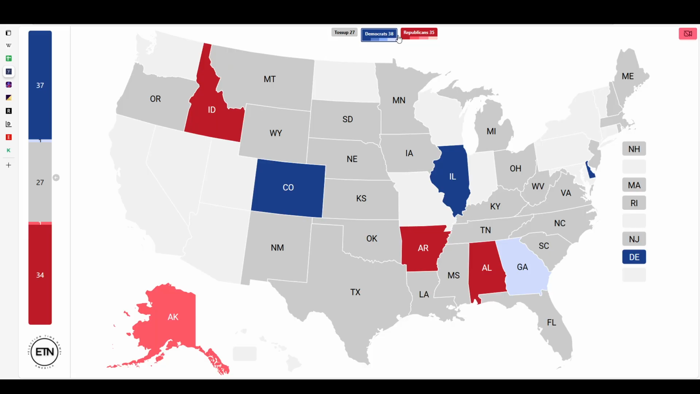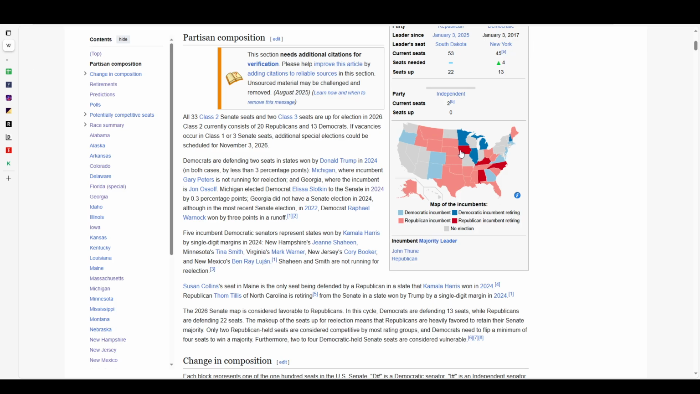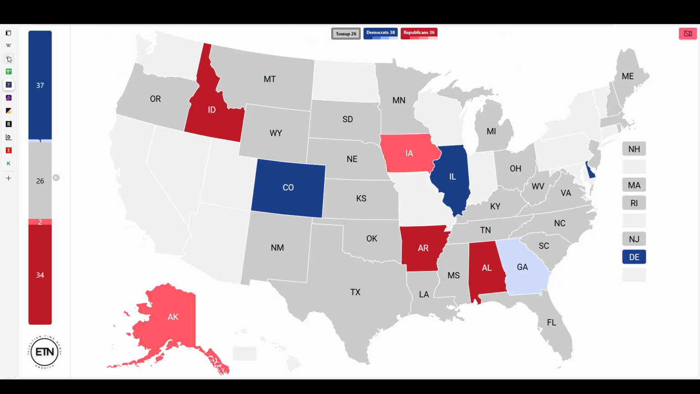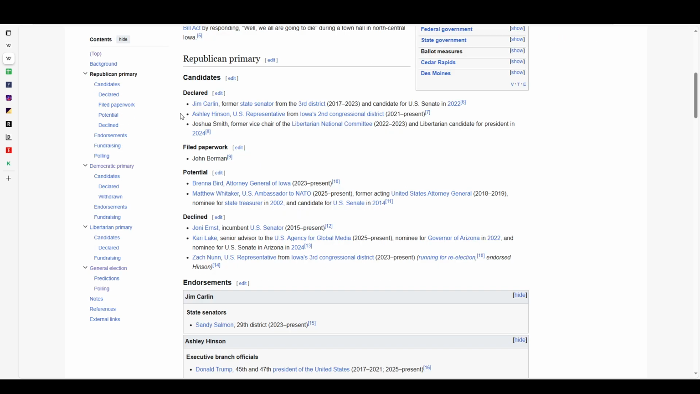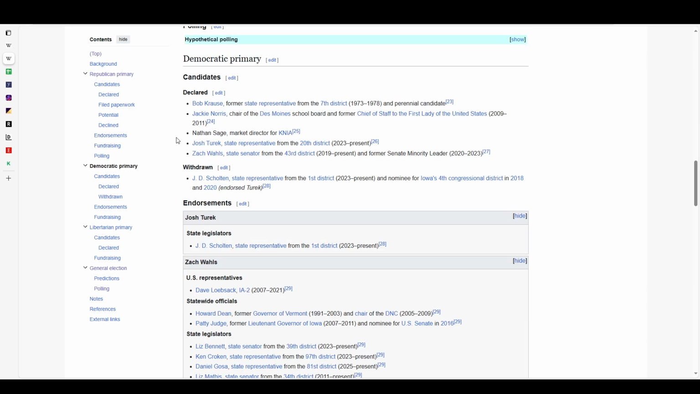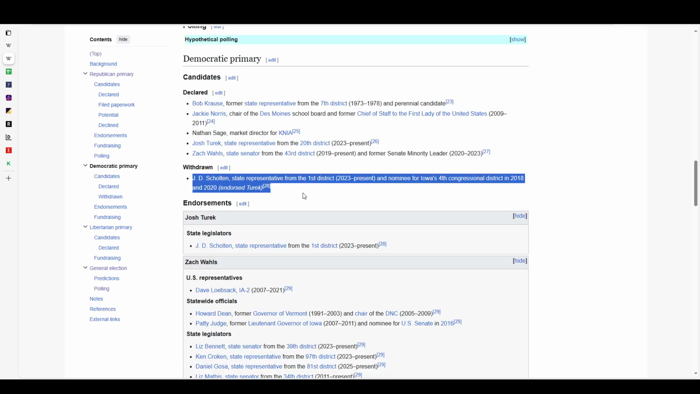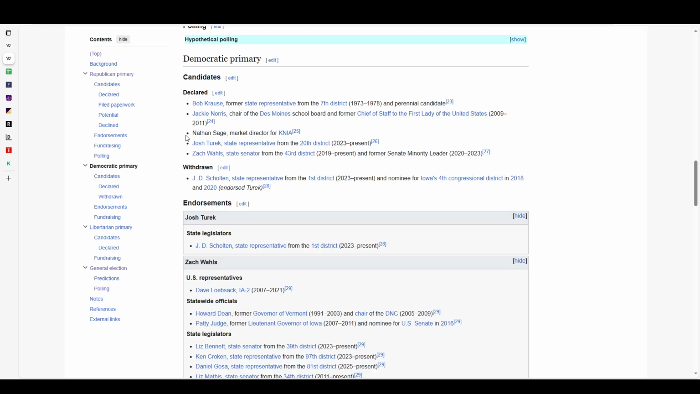Iowa 7.3. This actually is an increase for the Republicans because Joni Ernst generally was a very unpopular candidate. We don't have any polling yet because there's not really any official presumptive nominees at this point. In the Republican primary now you have Ashley Hinson, who's most likely to win that nomination. So that is going to be the main thing to watch there, Ashley Hinson. But here we do have Josh Turek and Zach Wahls, who are going to be pretty strong candidates. JD Scholten did withdraw from the race, so that's going to be one less candidate there.